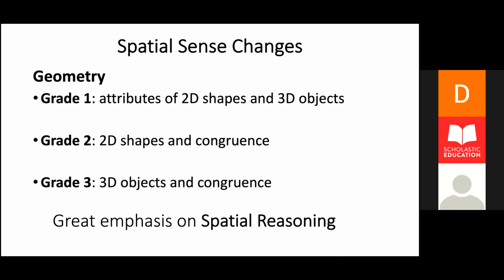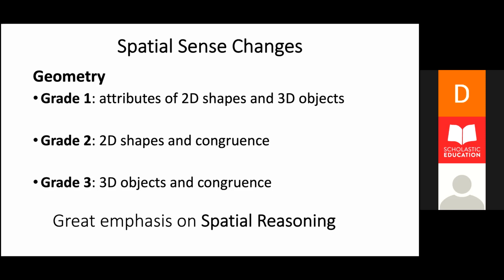And so first of all, this is geometry grades 1, 2, and 3. You'll notice that students in grade 1 are looking at attributes of 2D shapes and 3D objects, not just their properties, but also just attributes, their color, their texture, things that don't affect what kind of shape they are, but they are attributes. Grade 2, they only deal with 2D shapes. They also deal with congruence. So they're looking at whether shapes have the same size and the same shape. Grade 3 are only dealing with 3D objects and congruence.